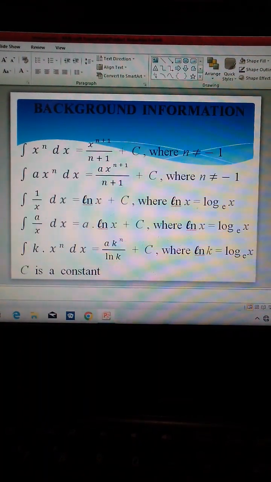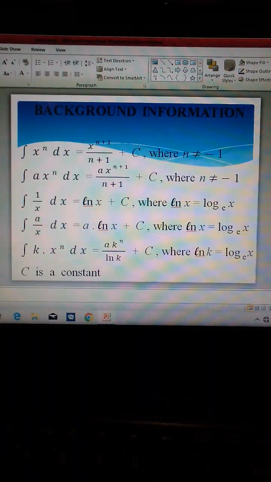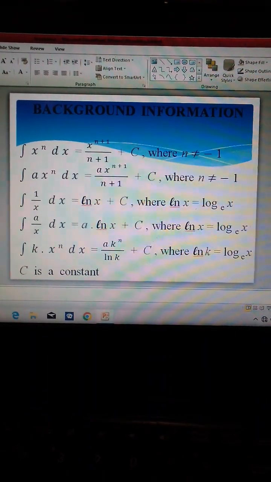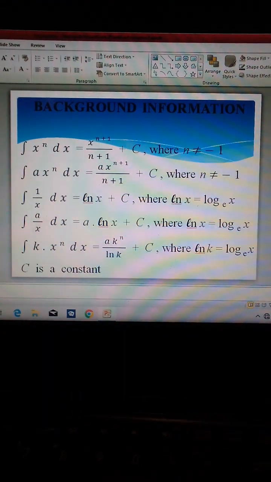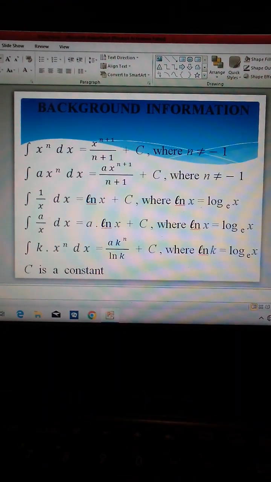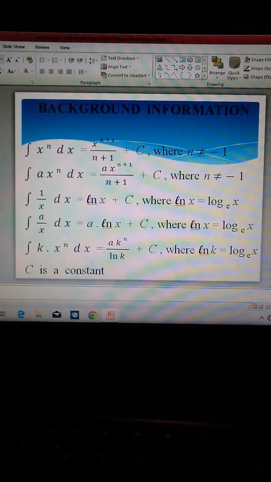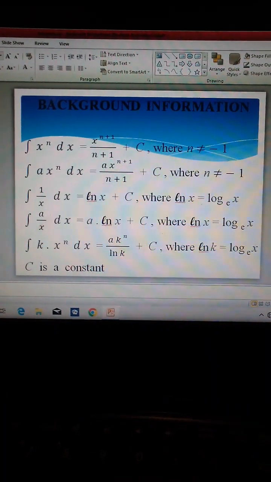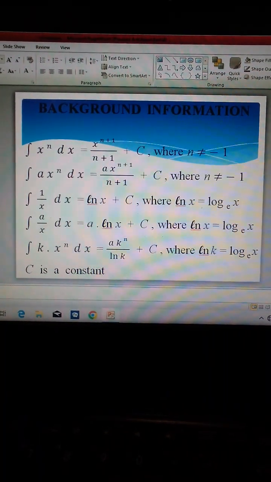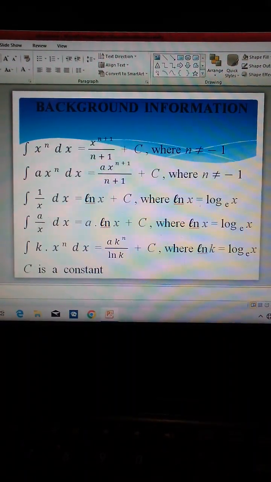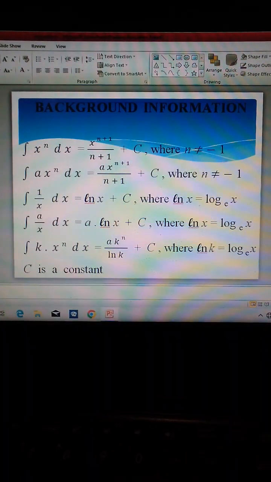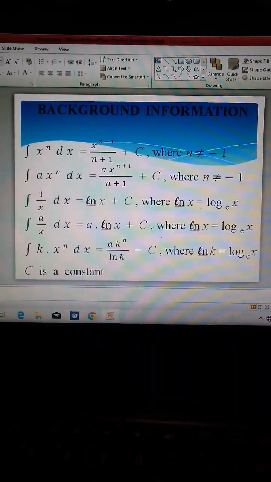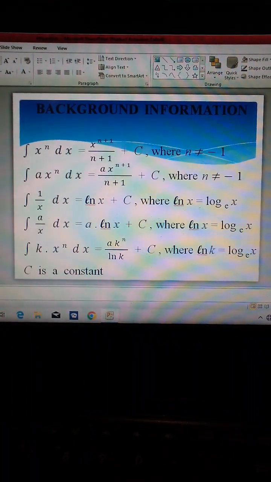Right, the integral of x to the power of n with respect to x is equal to, first you increase the exponent of x by 1 and then you divide the term by the new exponent. So the new exponent is n plus 1. And then you add c, right? Please note that the restriction here is that n must not be equal to negative 1, because otherwise you are dividing by 0, which is undefined.